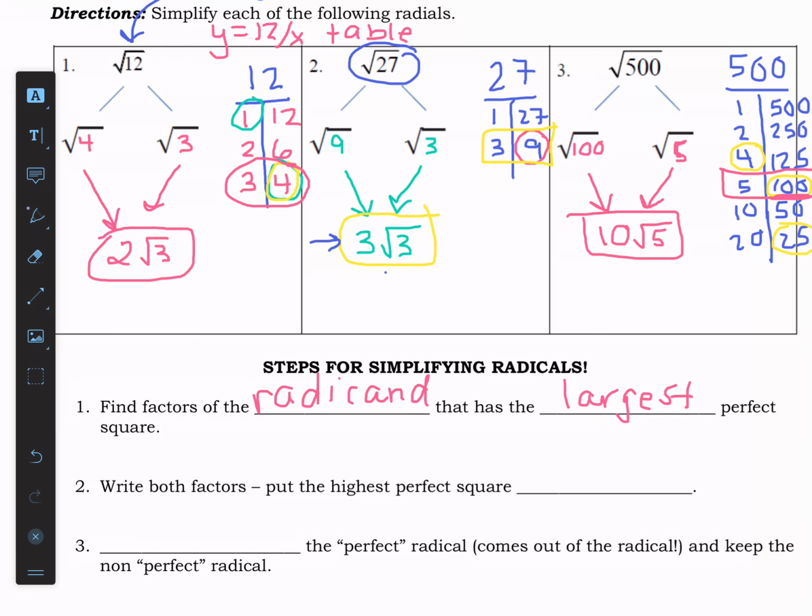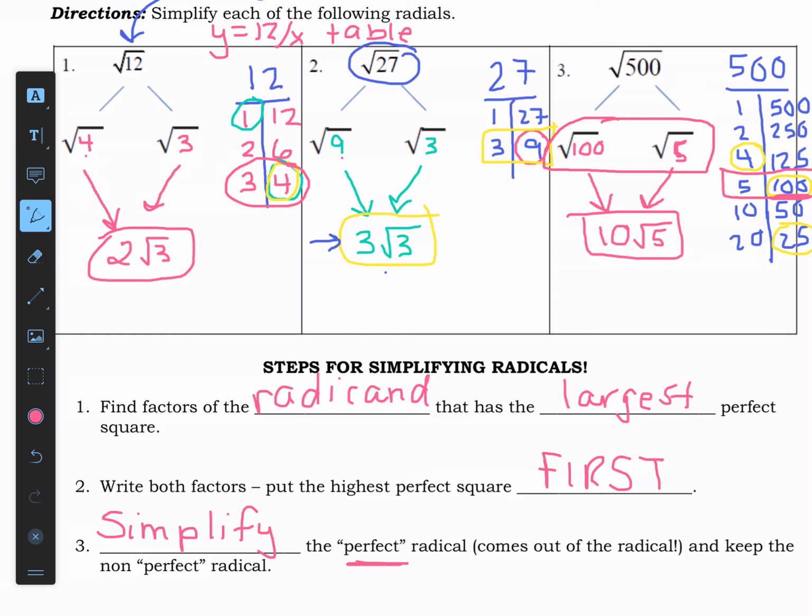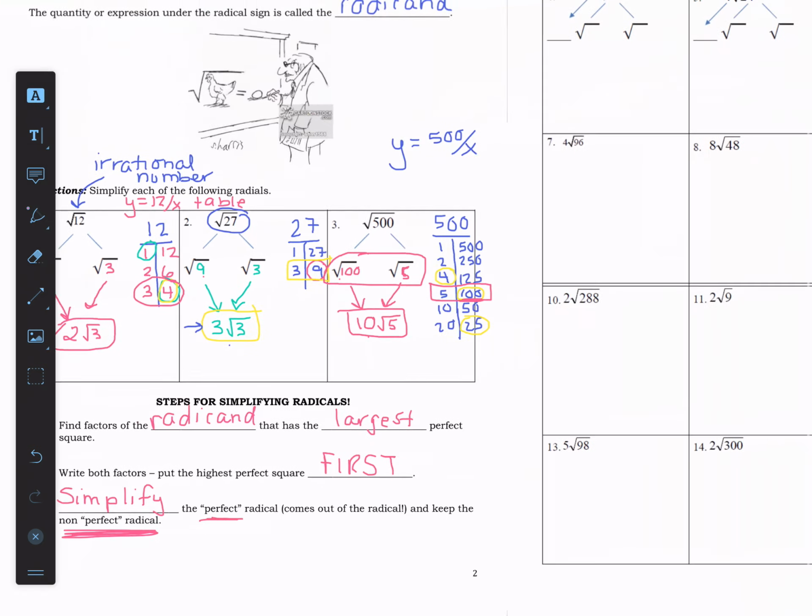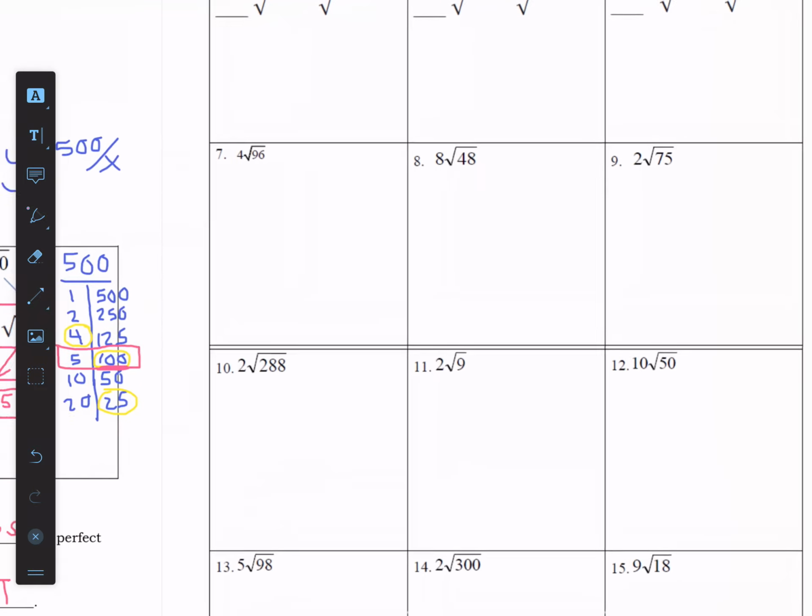So for step 2, write both factors, put the highest perfect square first. If you look back at the example, here we put the square root of 100 first. Here we put the 9 first, the 4. So the perfect square always was listed first. Now step 3 is we simplify the perfect radical, so it comes out of there. Like here, when we did the square root of 100, it became 10, but it's outside of the radical now. And keep your non-perfect radical. So here we just brought down the radical 5. Okay? All right, and now we are going to do some practice.